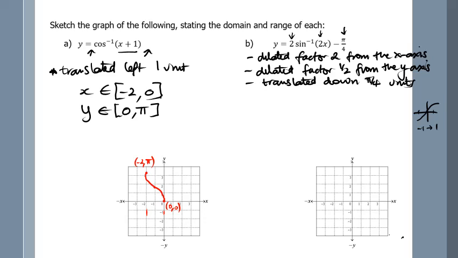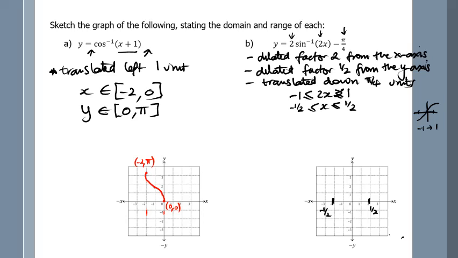So we can say -1 is less than or equal to 2x, which is less than or equal to 1. When I divide my 2 out, I get -1/2 is less than or equal to x, which is less than or equal to 1/2. So that's our domain for this function. Now, forget about what's on the axis at the moment. I'm going to change that. I'm going to say that's -1/2, and that is 1/2.